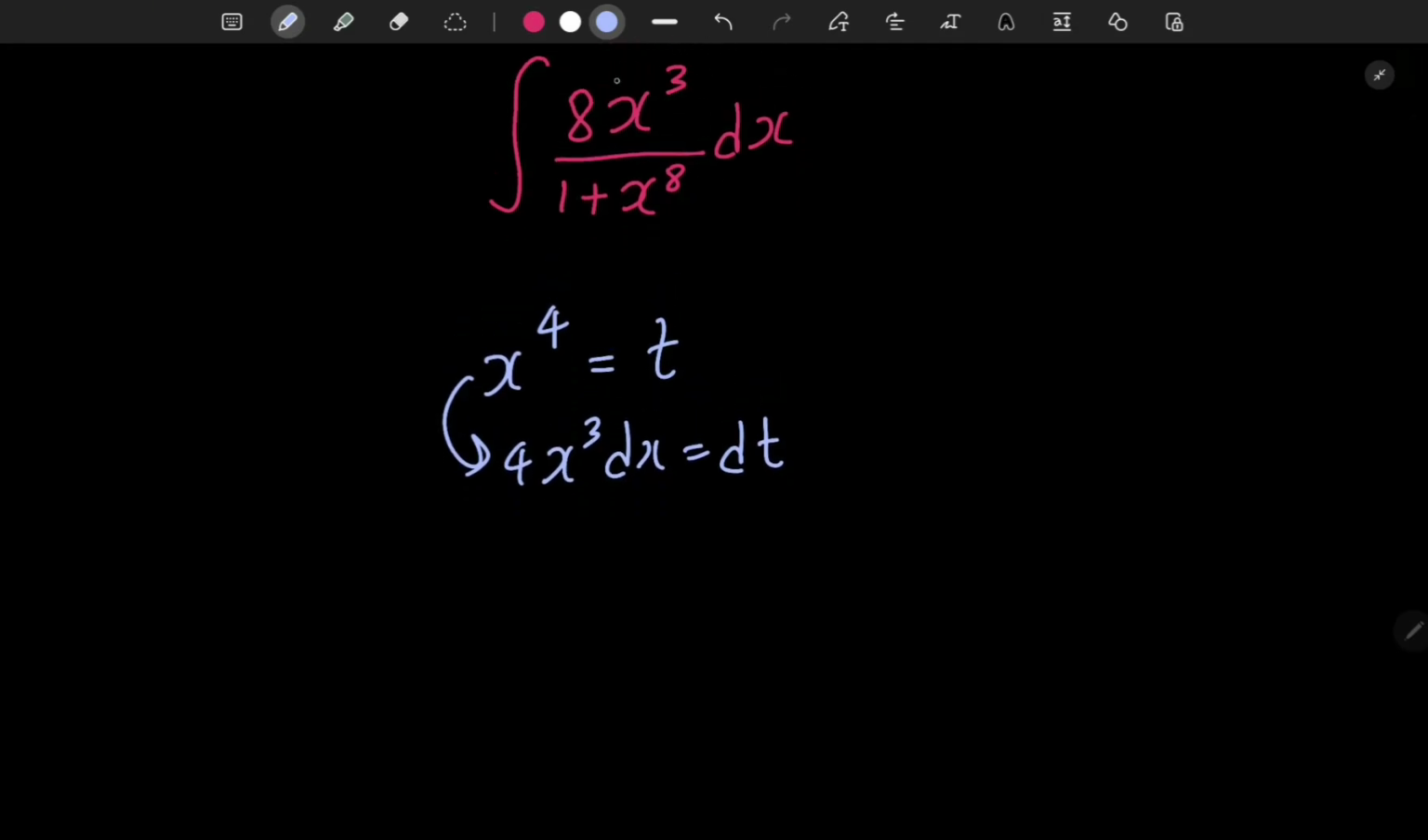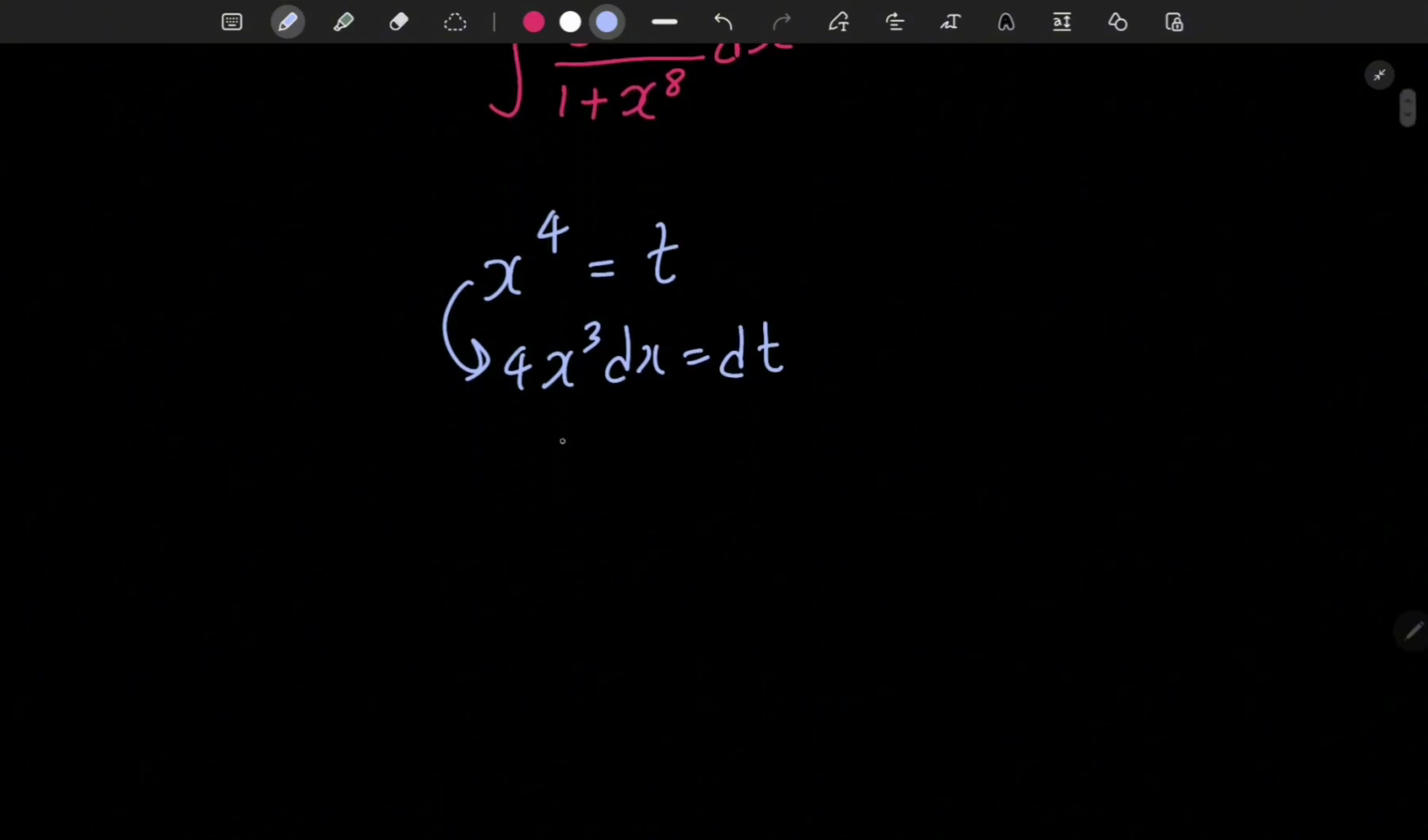In the integral there is x cubed times dx, right? So I'm going to write x cubed dx is equal to dt over 4.